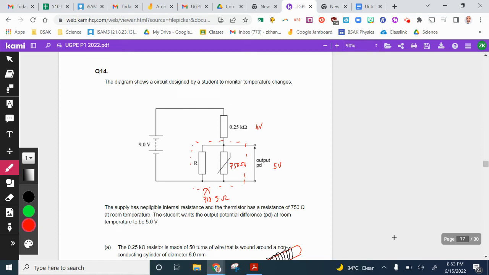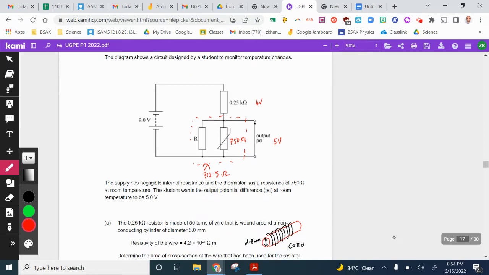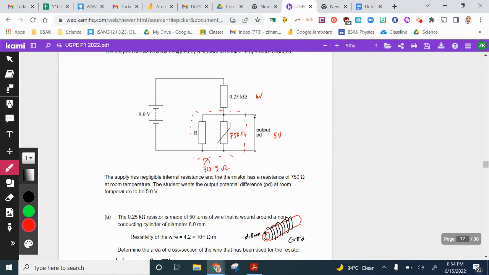Okay, question 14. We have got a circuit designed for a student to monitor the temperature change. We've got a 9-volt battery connected in series with a 0.25 kilo ohm resistor, and in parallel with this arrangement here, a resistor R and a thermistor. So this is a parallel section and this is a series section. This here is in series with this, and these two are parallel to one another.